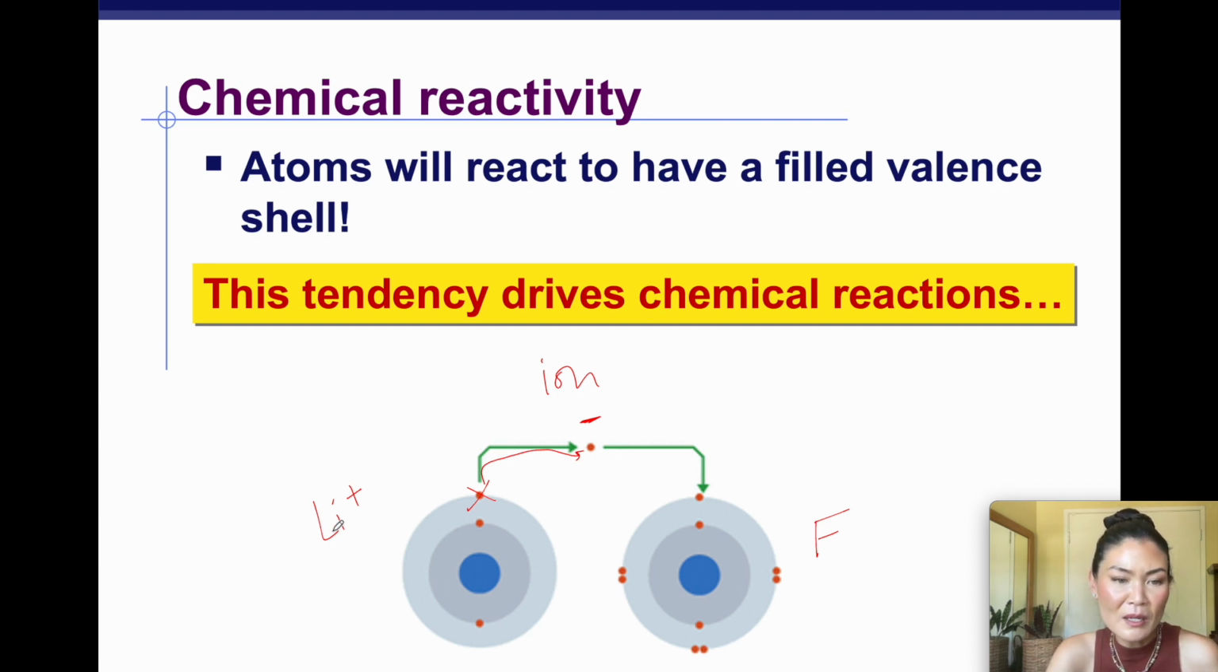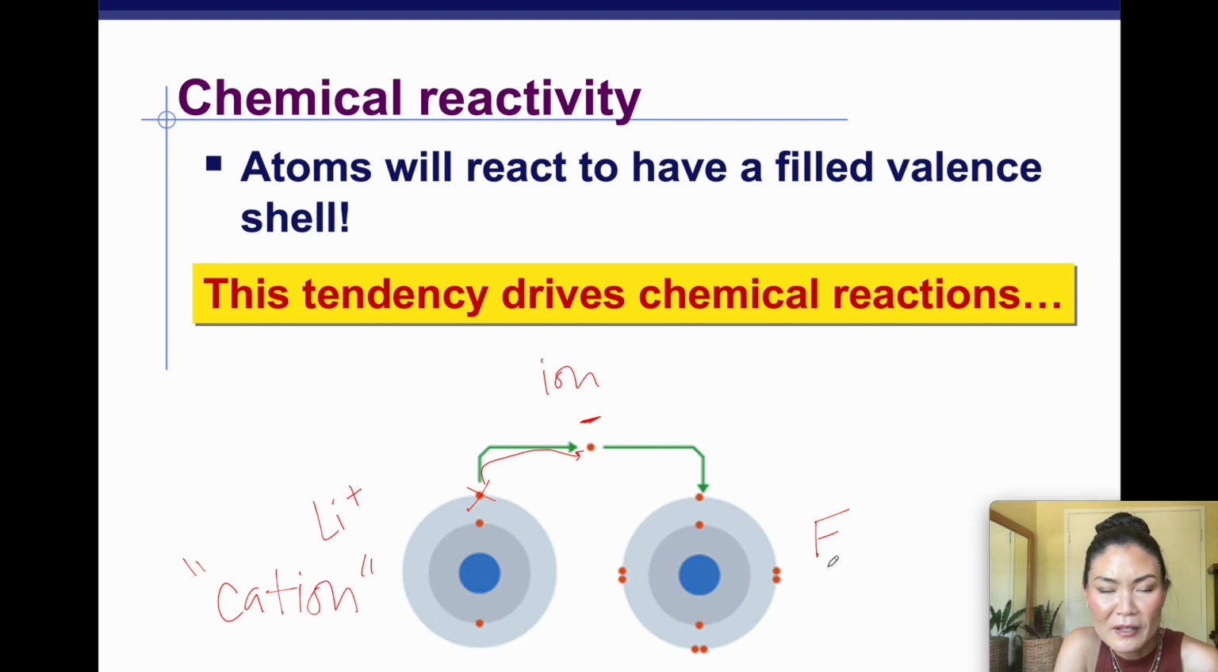So lithium now has a positive charge, and we call that a cation. Sorry, I almost forgot there. A cation, okay? We call it a cation. One way to remember this is that the T looks like a positive sign. So that's how you can remember what cation means: there's a T in the middle and it's got that positive symbol, okay?